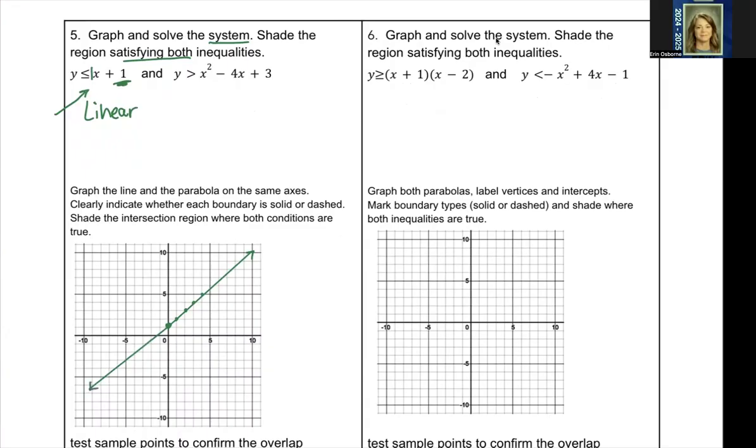Let's get that shading done first, and it's a less than or equal to sign, so we shade below the line. I'm going to do it lightly because I still have to graph my parabola. The parabola is in standard form, but let's see if we can factor this instead. The numbers are pretty small, and I think there's a connection between using the factors 3 and 1 and coming up with that -4 in the middle.